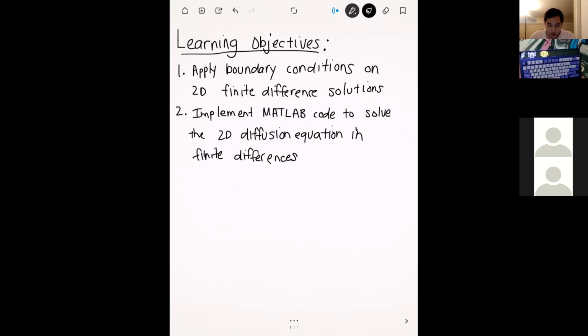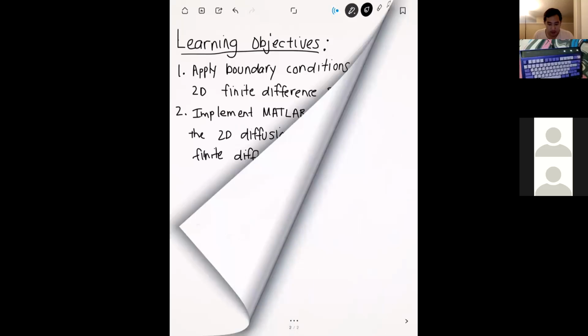Okay. All right. So there are no more questions. Let's go ahead and get started. What we were covering last week was diffusion equations in 2D.